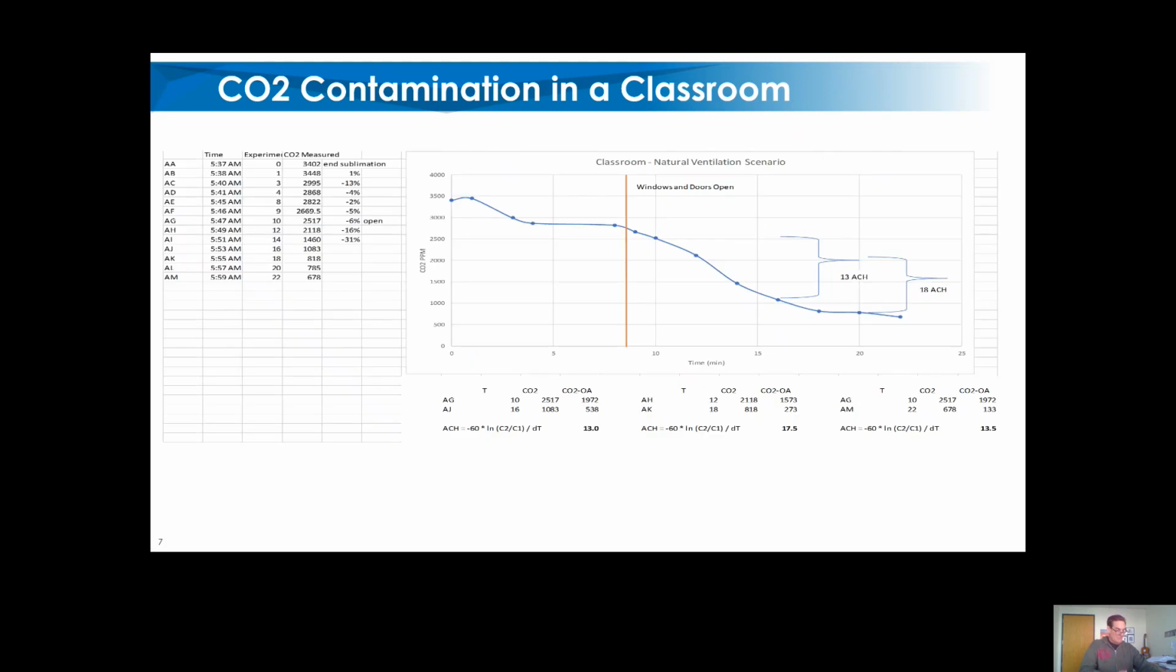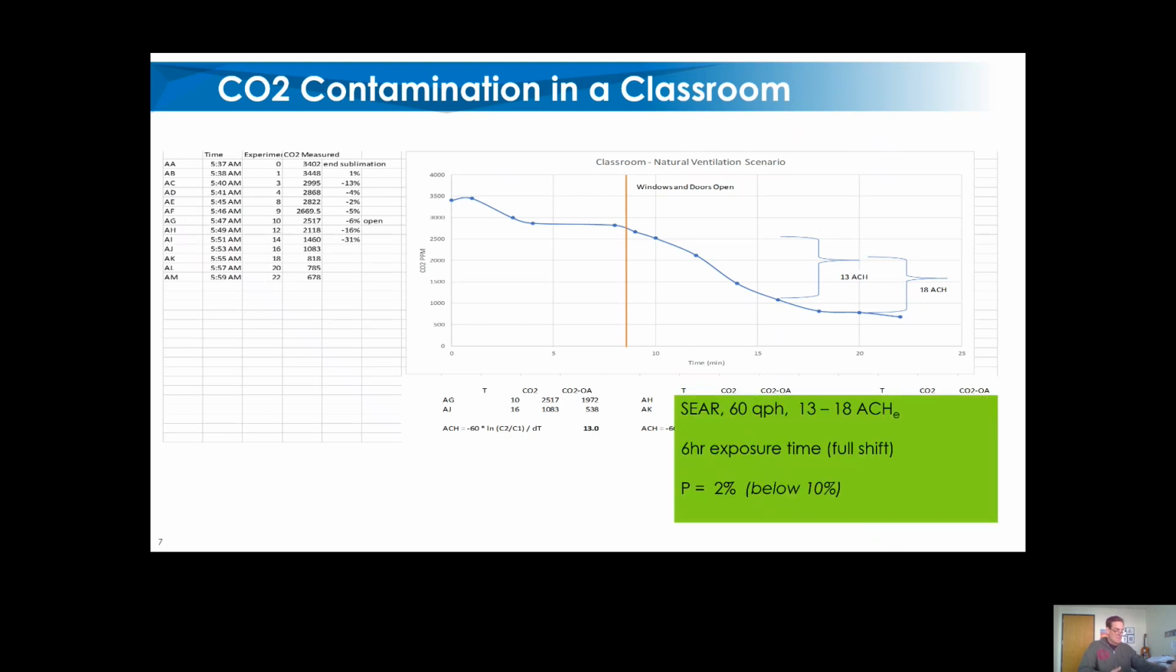This is the same classroom, and in this case, the windows were open. They had natural ventilation windows, so we opened those windows for the natural ventilation effect. The measured contaminant removal was, in this case, 13 to 18 air changes. And so in that event, even at a 6-hour exposure time, the standard environmental aerosol risk is less than 10%.